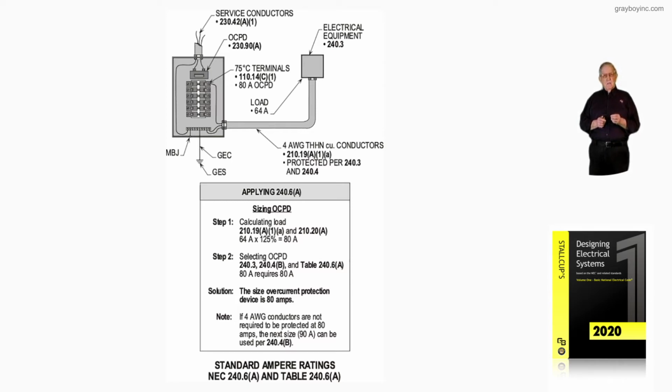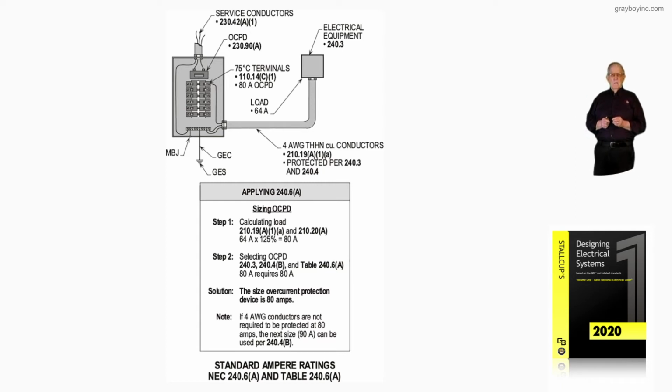240.3 protects the equipment for the overcurrent device. 240.4, remember, if you reviewed this presentation, protects the conductor. So now let's review this number 4 conductor, sized from 210.19(A)(1)(a), and we're sizing the overcurrent device to protect the conductors, 240.4, plus protect the equipment in 240.3. So let's perform 240.5(A) and the boxed-in information, starting with step 1.